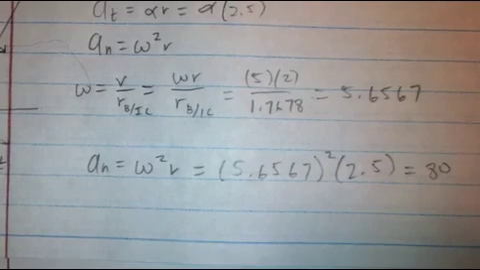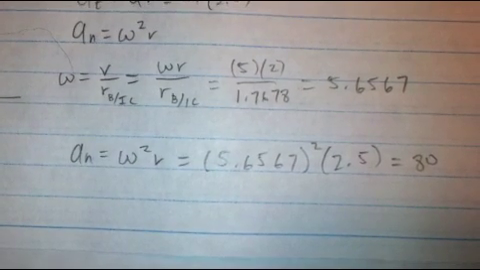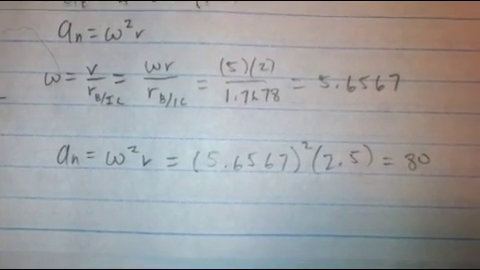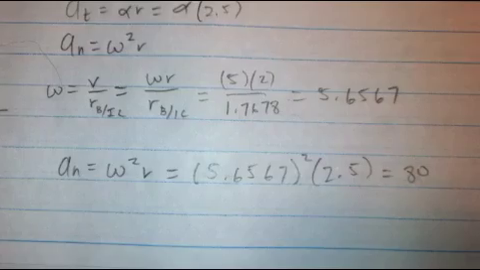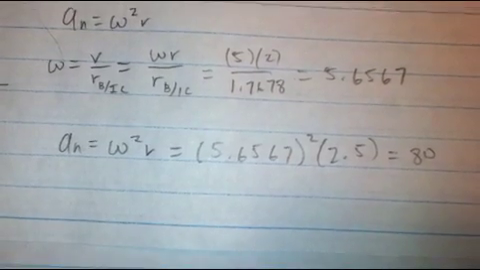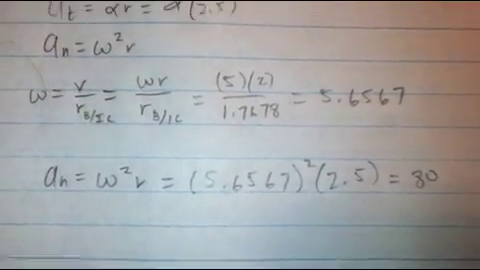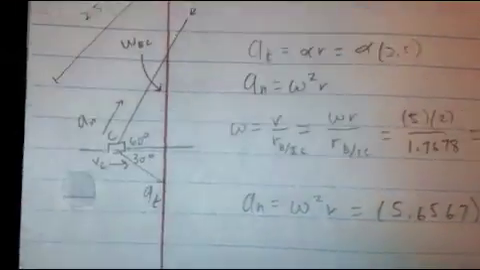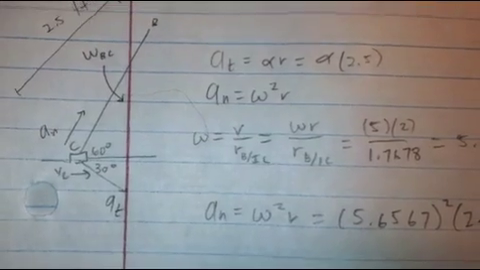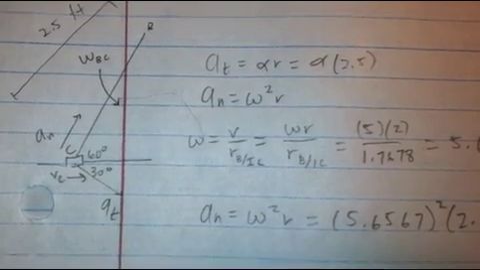So we continue with our equation as normal acceleration equals omega squared r. So we square the angular velocity we just found, and we multiply that times 2.5, and that comes out to be nice and round to 80. And this is in a direction of 60 degrees going up to the right. Tangential, I forgot to say, it was going down to the right at 30 degrees.